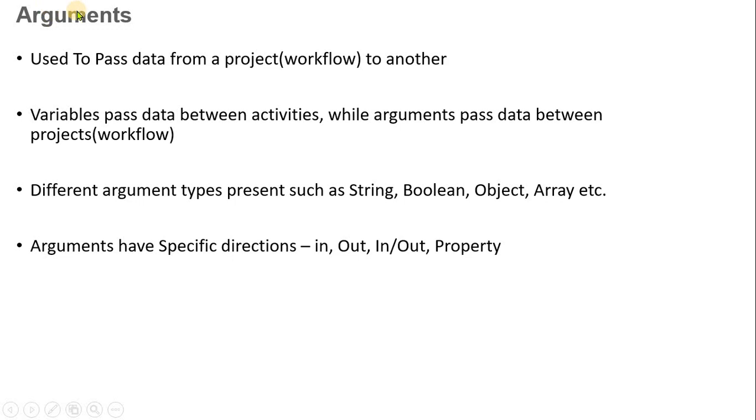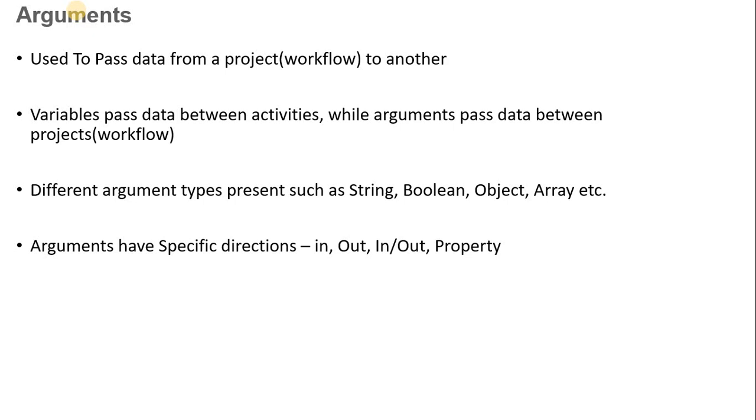So arguments and variables are the same kind of functionality. Why are we using variables? A variable is used to store a particular value. We use variables to store values like integer values, boolean values, string values, or double values. The same way, an argument is used in a similar way.